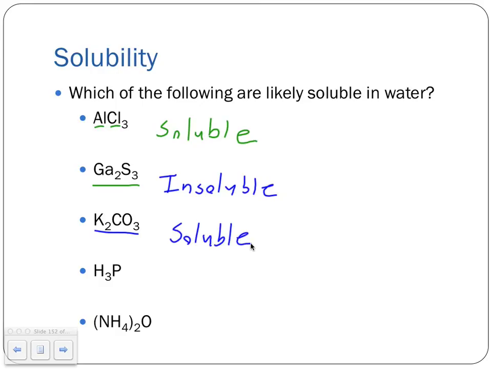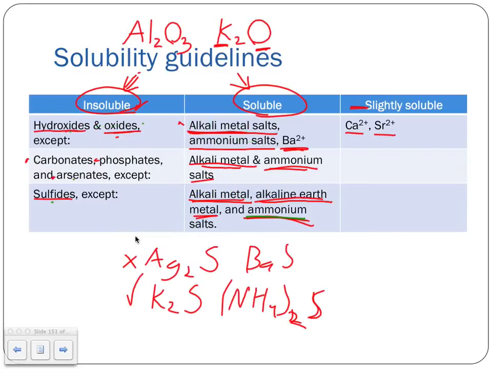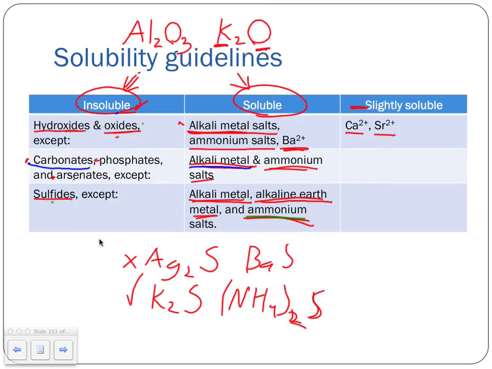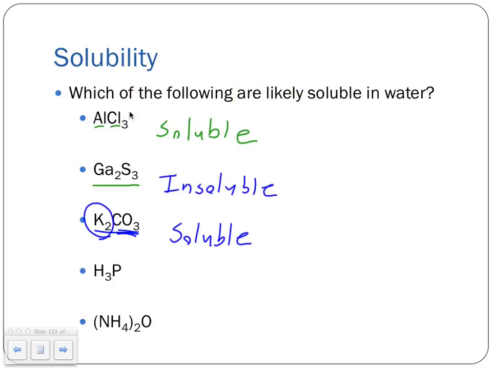Now, I want to show you something. What if we hadn't noticed that? What if we just look for the carbonate on the end here? Let's look at the carbonate rule. It tells us that carbonates are usually insoluble, but with what exception? If they have alkali metals as the cation. Since this one has potassium, which is an alkali metal, as the cation, it's the exception to the rule that carbonates are typically insoluble. That's the reason why we'd say that's soluble.